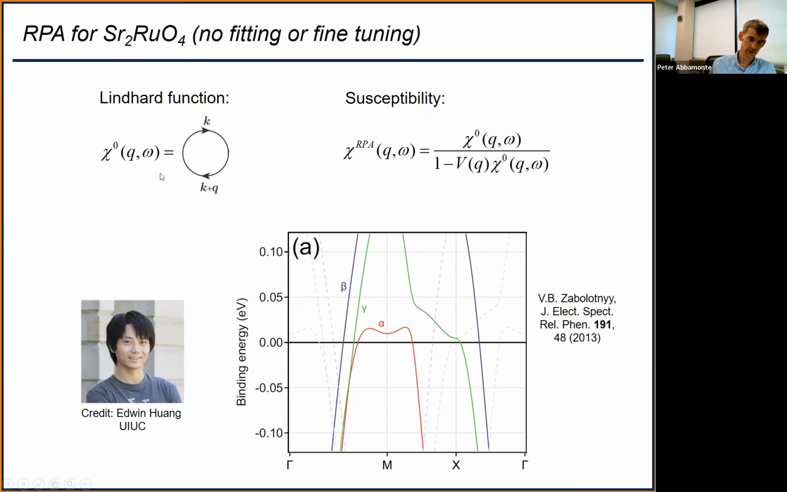We basically compute the Lindhard function, just the single bubble, and then do the random phase approximation, chi naught over one minus V chi naught, to get chi RPA. V here is just the Coulomb interaction, e squared over epsilon Q squared. For epsilon naught, we used 4.5, which is the background dielectric constant that people use from optics. So there are no adjustable parameters in this. You simply plug in the known band structure with the known background epsilon, compute it and see what you get. And then it might agree and it might not.